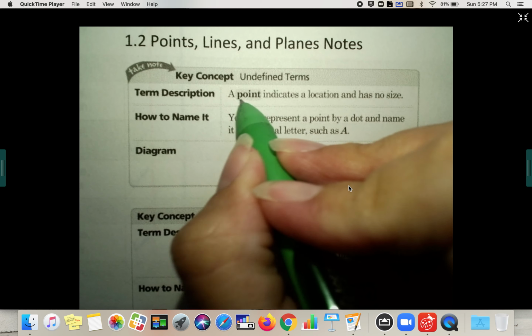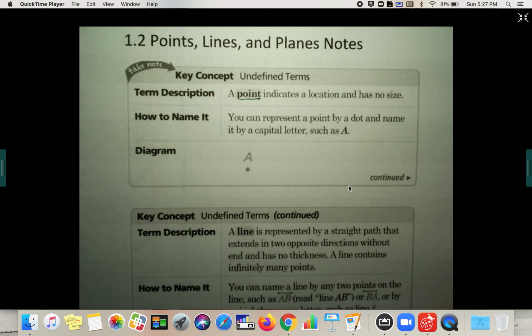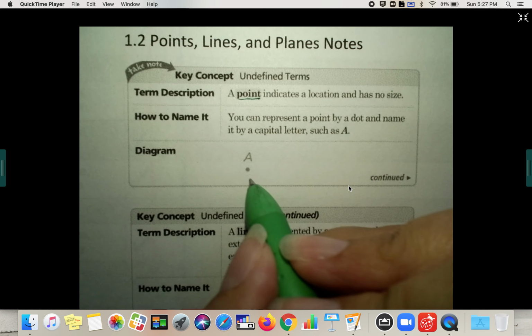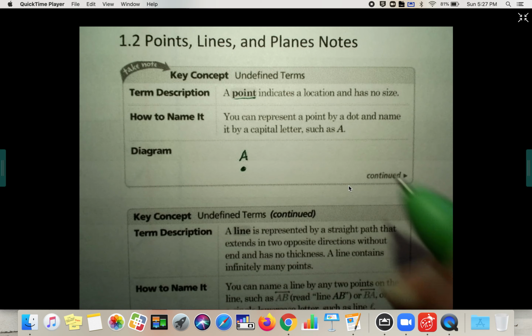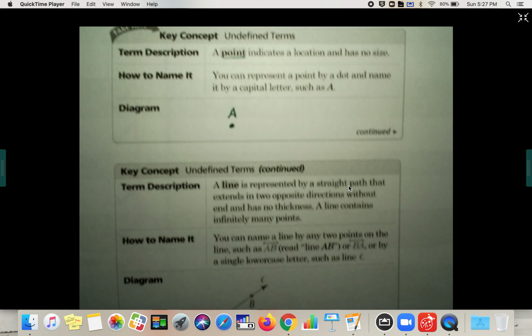This at one point was highlighted. It's kind of hard to see. A point indicates a location and has no size. You can represent it by putting a dot and a capital letter, such as this is point A. So you can just draw the point and the letter A, and you would call it point A.